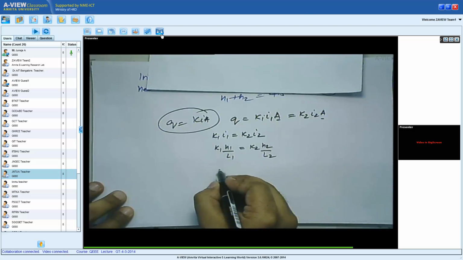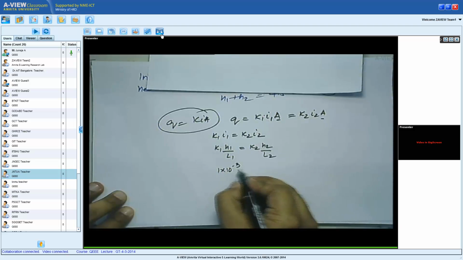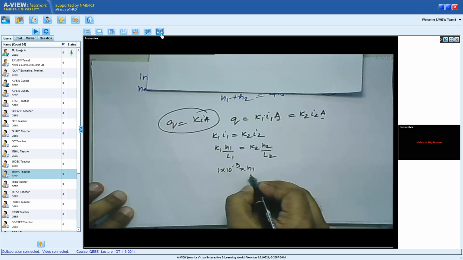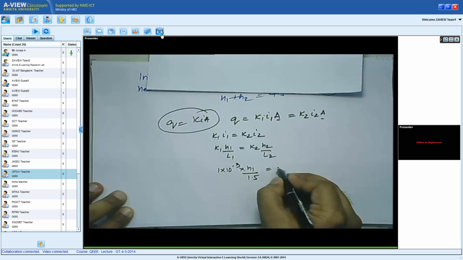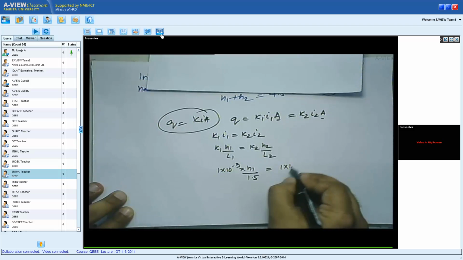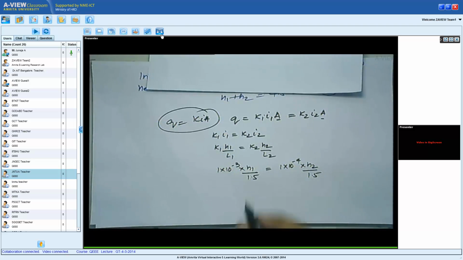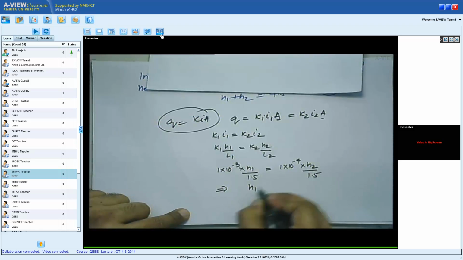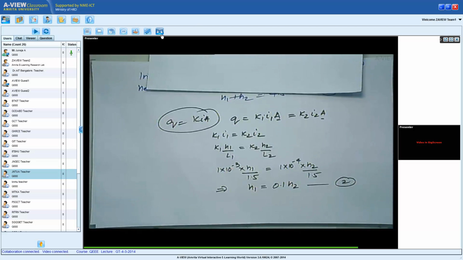So can I say K1 is 1 into 10 to the power minus 3 meters per second. H1 is unknown, divided by L1, which is 1.5 meters. K2 equals 1 into 10 to the power minus 4. H2 is unknown, and L2 is again 1.5, which gives me a relationship between H1 and H2 as H1 equals 0.1 times H2. Let me call this equation 2.